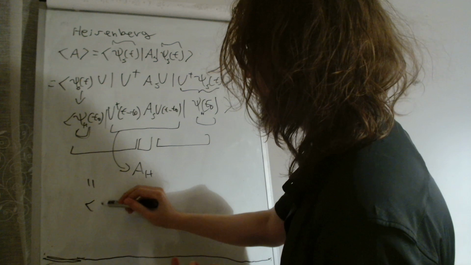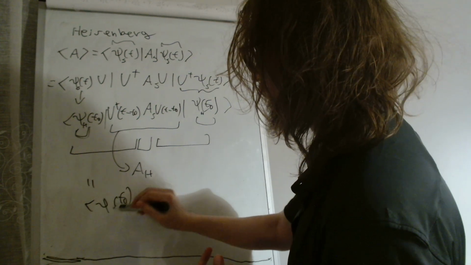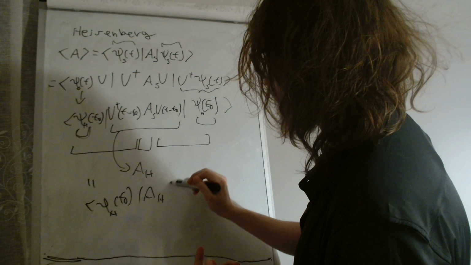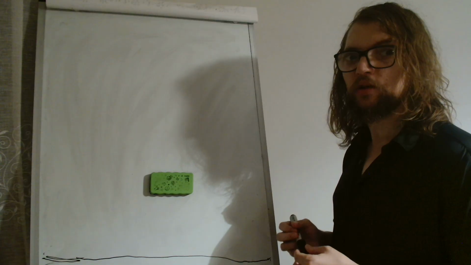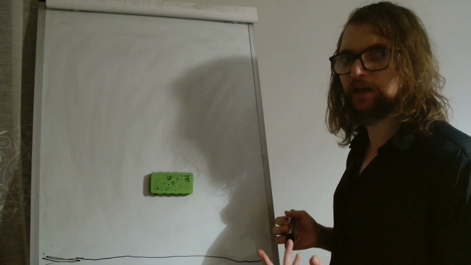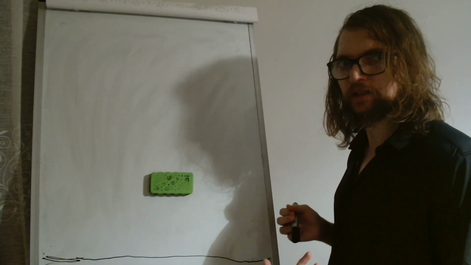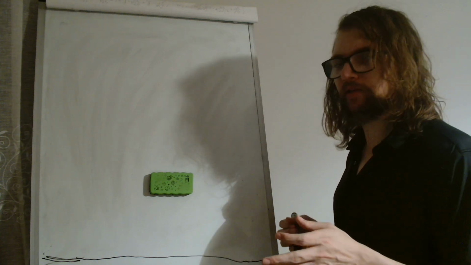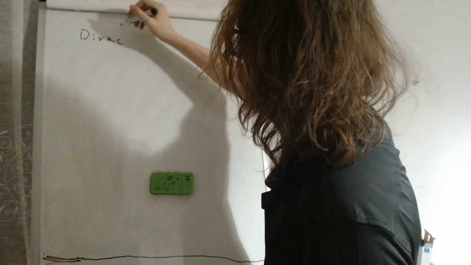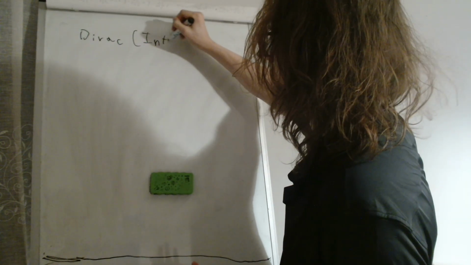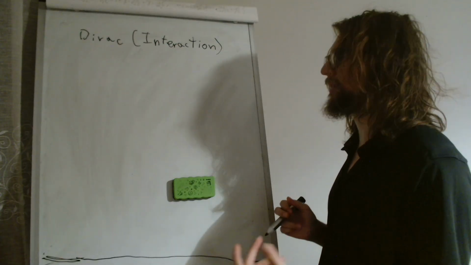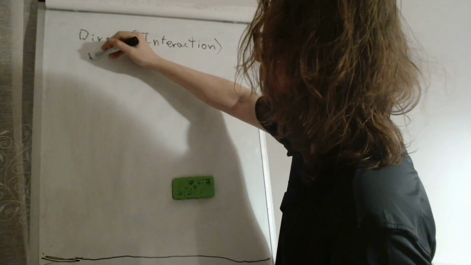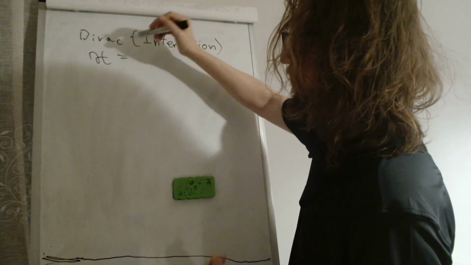So we can write this as psi(t0) and psi(t). To solve the time-dependent perturbation problem, these pictures are not good. We need another picture of quantum mechanics, which is the Dirac or interaction picture.